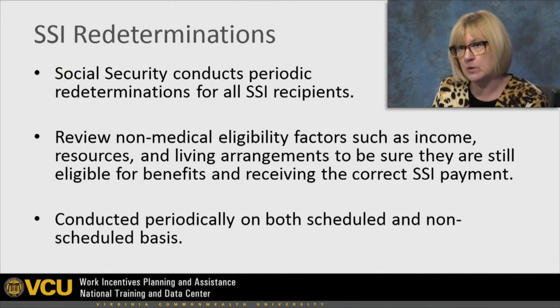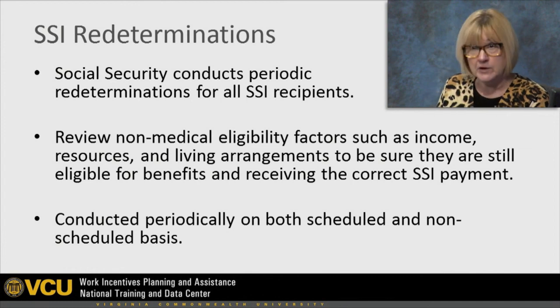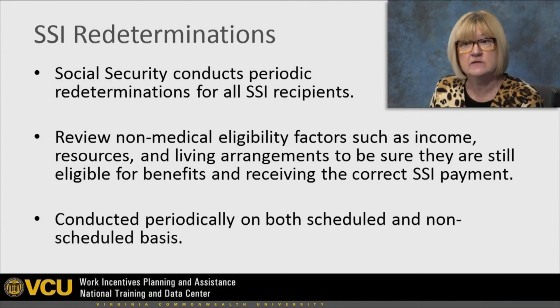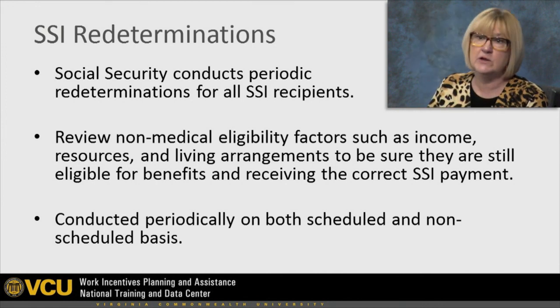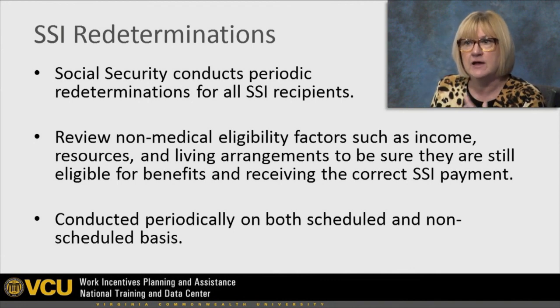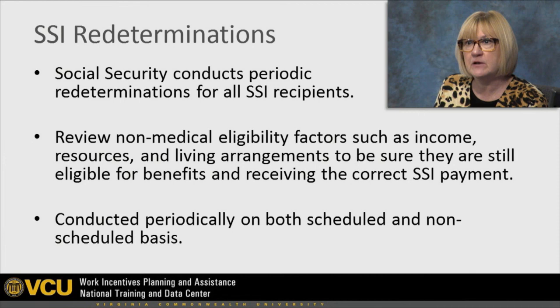But in the SSI program, as you've seen, there are lots of things other than your medical condition that can affect your eligibility for SSI or your payment amount. And so because of that, Social Security does redeterminations on a regular basis to check your resources, your income, your living arrangement, your marital status, all of that stuff that can affect your eligibility or payment amount. And these are scheduled or unscheduled depending on the specific individual. They typically happen about every year, but they don't have to.